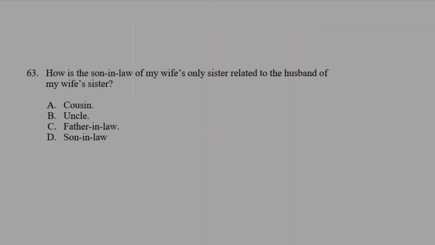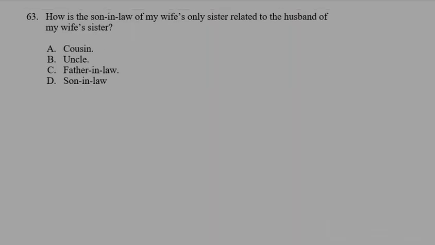In this video, we are going to solve the ACET June 2019 question paper, the logical reasoning part. As you know, the logical reasoning part starts with question number 63. So let us begin with question 63. What question 63 says is, how is the son-in-law of my wife's only sister related to the husband of my wife's sister? So here this is a relationships question.